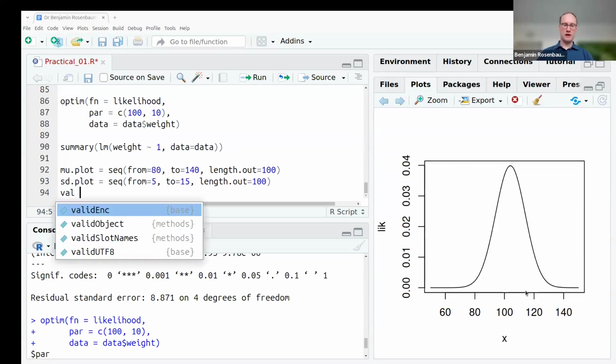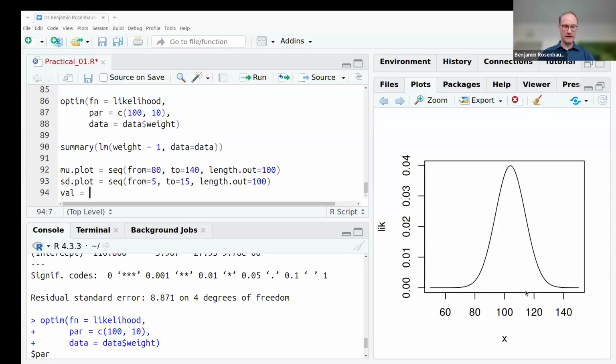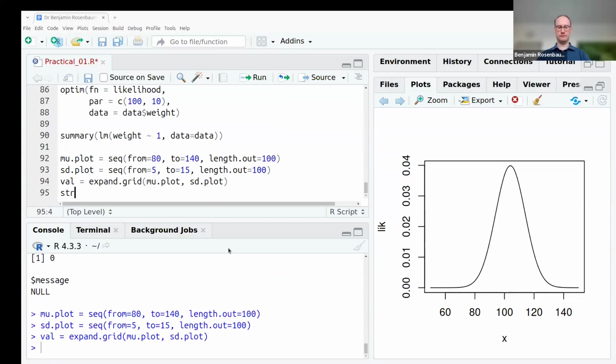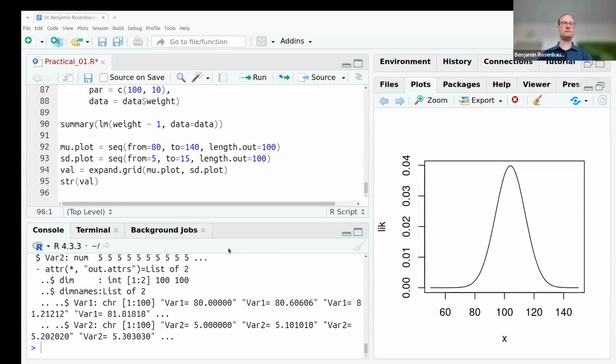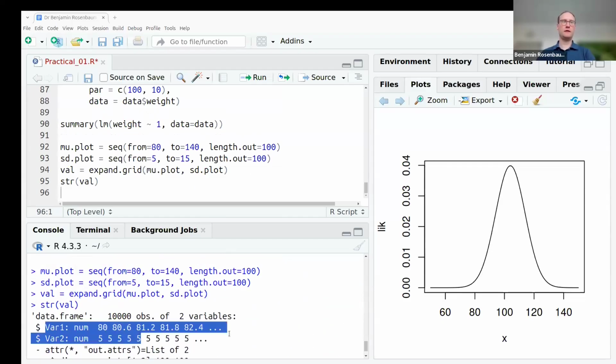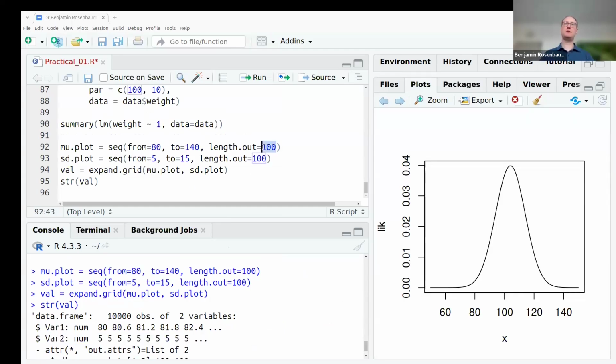So the values are generated by the function expand grid. And here I put both of them in. Then I will get kind of this matrix of all the combinations of these values. So the first one and the second one. Right, so this has length 100, this also has length 100. So this whole data frame has a length of 100 squared, so 10,000.